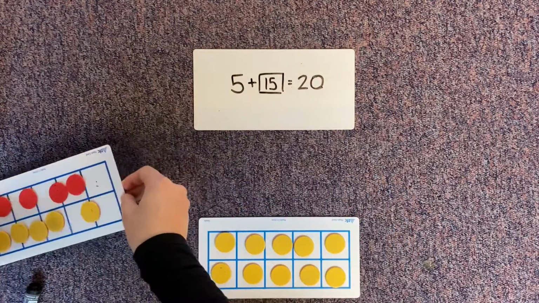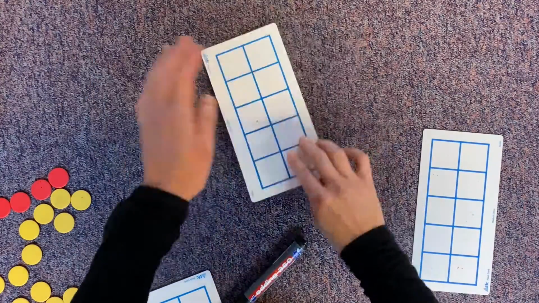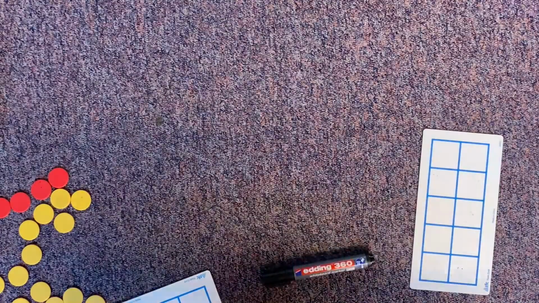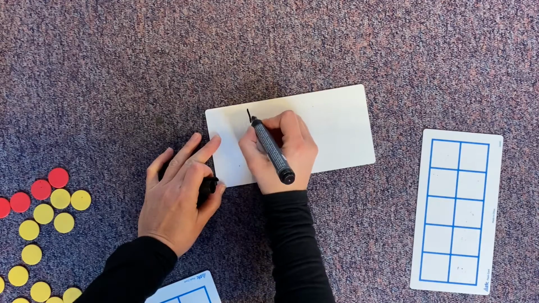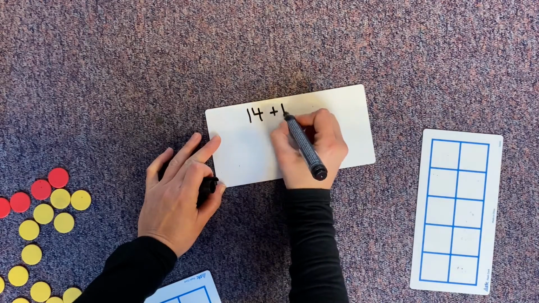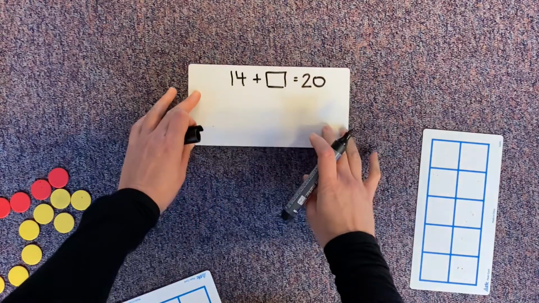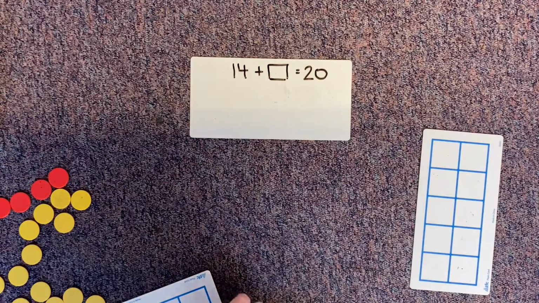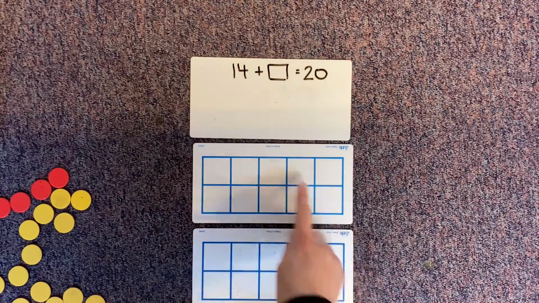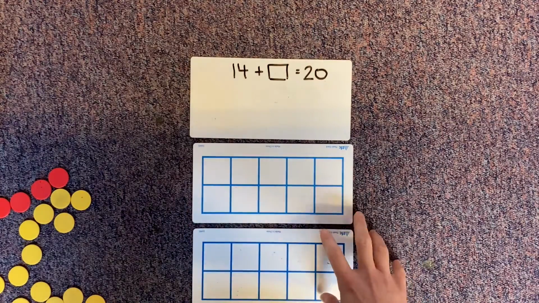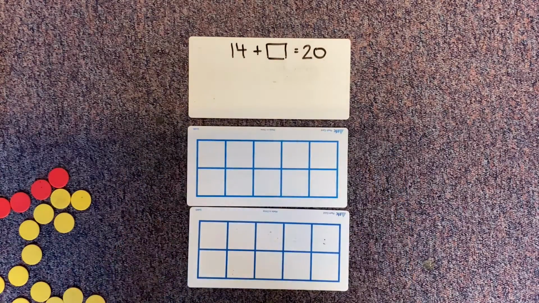I'm going to clear my 10 frames. And this time our example is going to be 14 plus something equals 20. 14 plus something equals 20. I'm going to put my empty 10 frames here. So I've got 20 squares all together. Let's make sure you guys can see that. I'm going to adjust it. There we go. Got 20 all together.